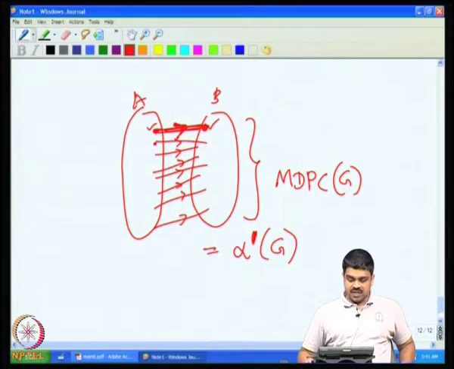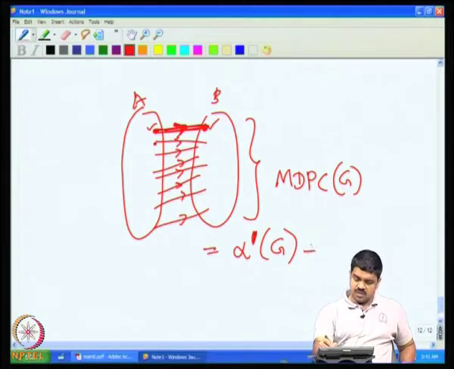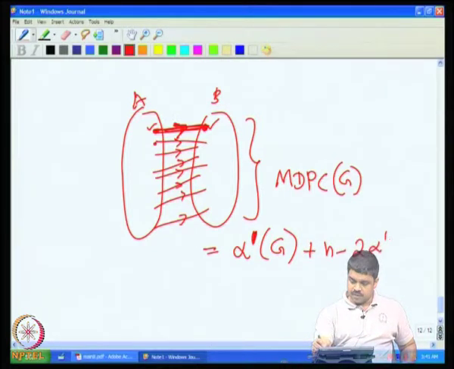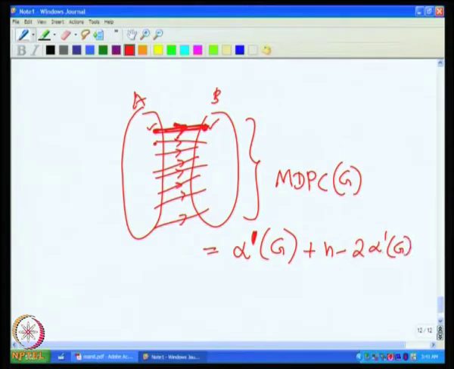That is the only way we can take it. And for the remaining vertices, how many remaining vertices are there? In total n are there, n minus 2 times alpha dash of G, because each edge has covered 2 of them. So 2 times alpha dash is already covered, the remaining uncovered ones are this many, so you have to add that. So this is the total cardinality of the minimum directed path cover of this graph if you orient a bipartite graph from the A side to the B side, every edge from A to B.